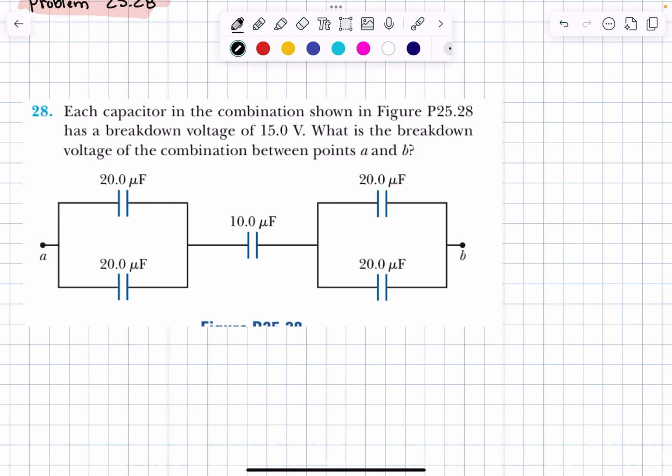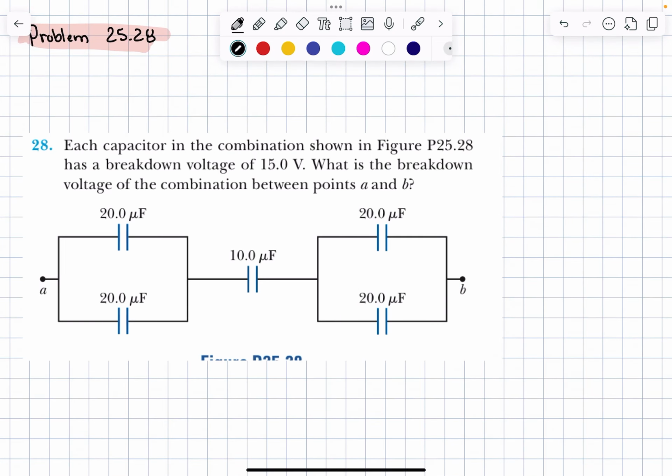So here we're told that each capacitor in the combination shown below has a breakdown voltage of 15 volts. We want to know what is the breakdown voltage of the combination between points A here and B here.